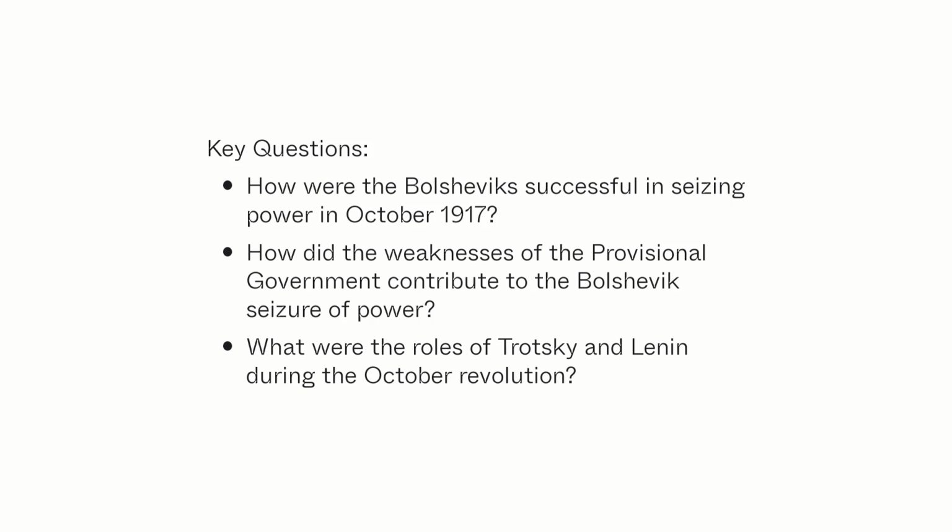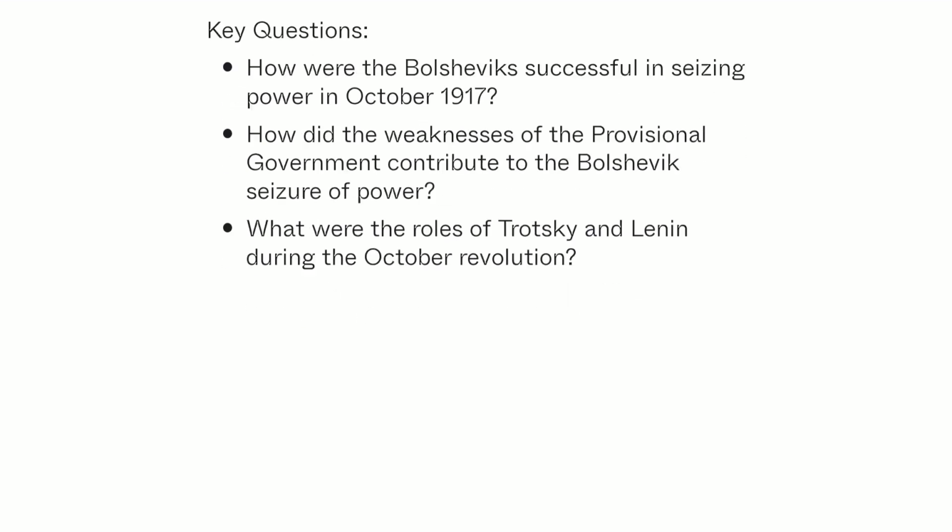In this unit, the key questions are: how were the Bolsheviks successful in seizing power in October 1917? How did the weaknesses of the provisional government contribute to the Bolshevik seizure of power? What were the roles of Trotsky and Lenin during the October Revolution?